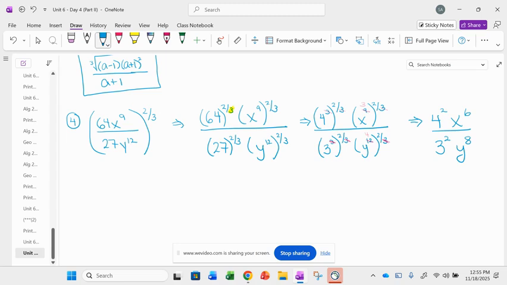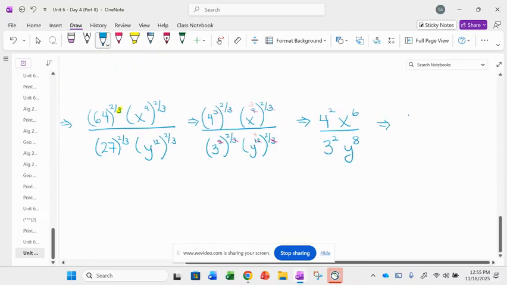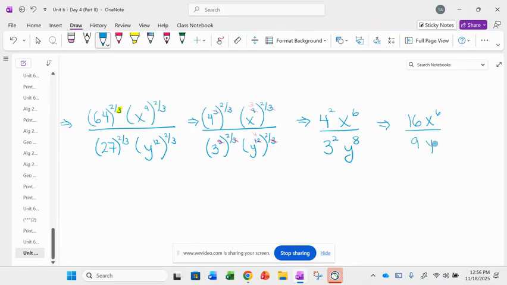No, remember, if the exponent was 5 or less, you have to multiply it out. So this brings us to 16x to the 6th over 9y to the 8th. Can I simplify 16 over 9? No. So we leave it just like that.